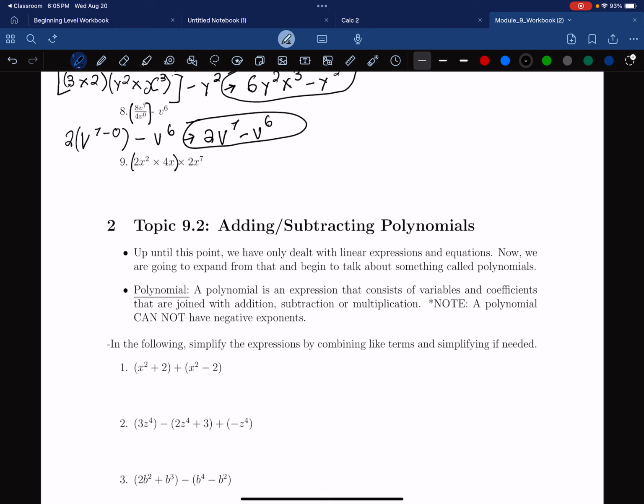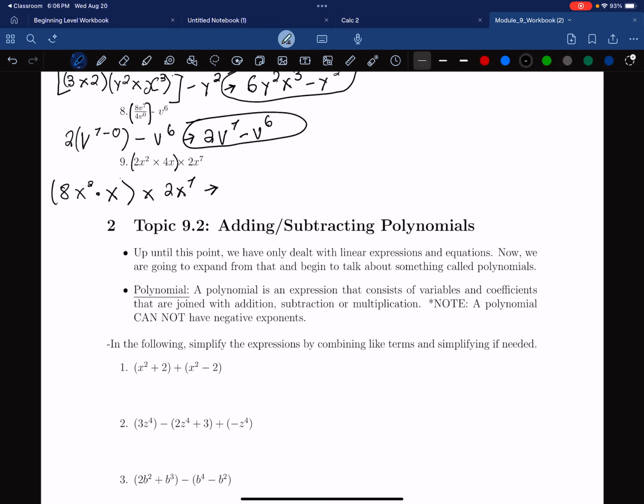So we're going to do 2x squared times 4x. So 2 times 4, that is going to be 8. And x squared times x, so we're going to do x squared times x, and then I'm also going to bring out this 2x to the 7th. So simplifying this, 8x squared times x, since we have like bases, this is an x and this is an x, we can add these two exponents together.